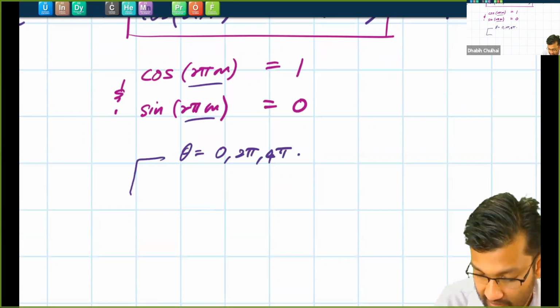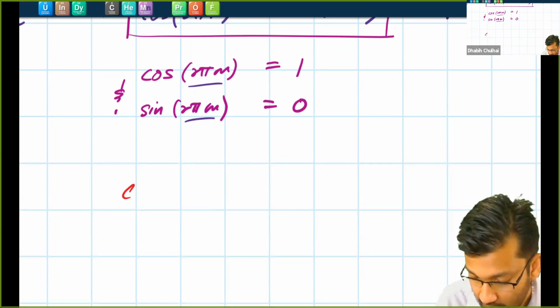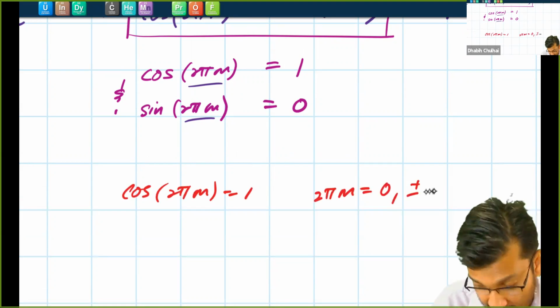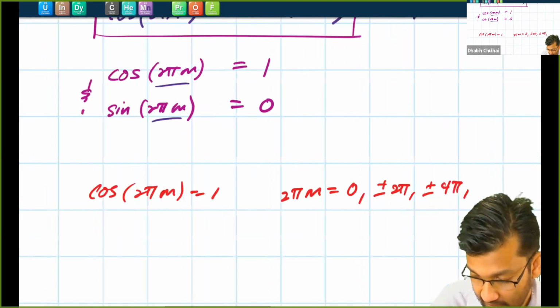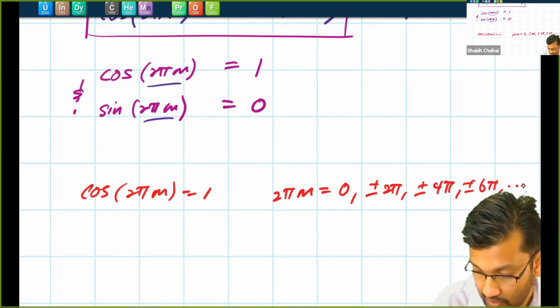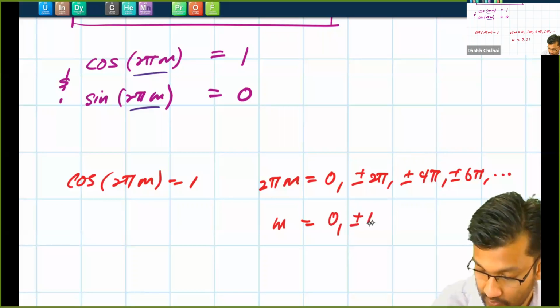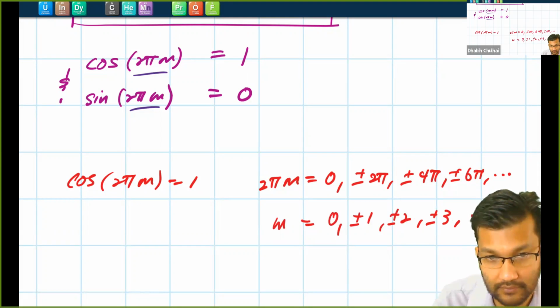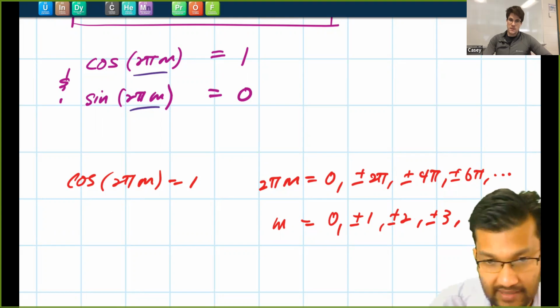I'll write it in a better way. Cosine of 2 pi m equals 1 happens for 2 pi m equal to either 0 or plus or minus 2 pi or plus or minus 4 pi, and one more, plus or minus 6 pi and so on. This means that m, if you divide everything by 2 pi, should be 0 or plus or minus 1 or plus or minus 2 or plus or minus 3 and so on. Right? You could do the same with the sine part and it will come out to be exactly the same.